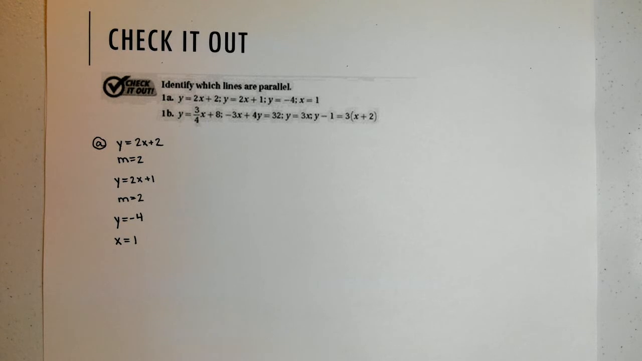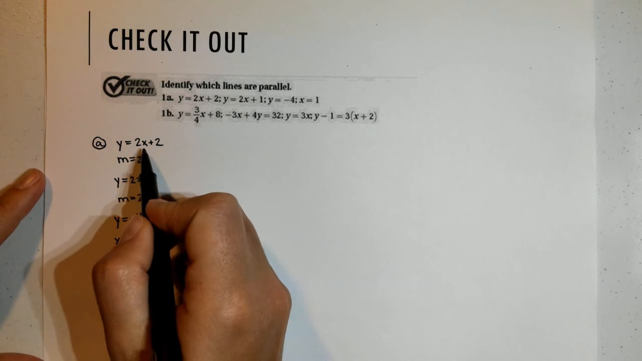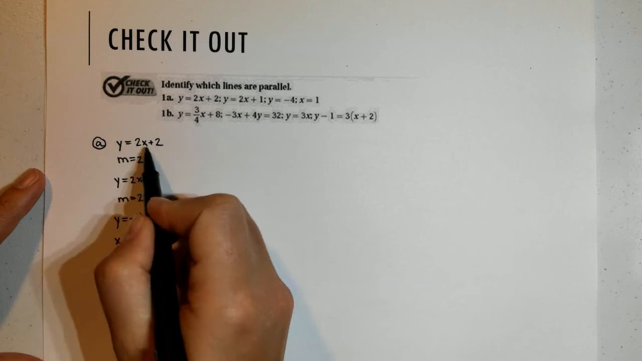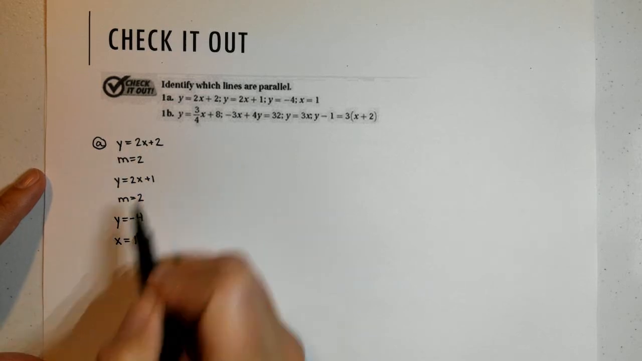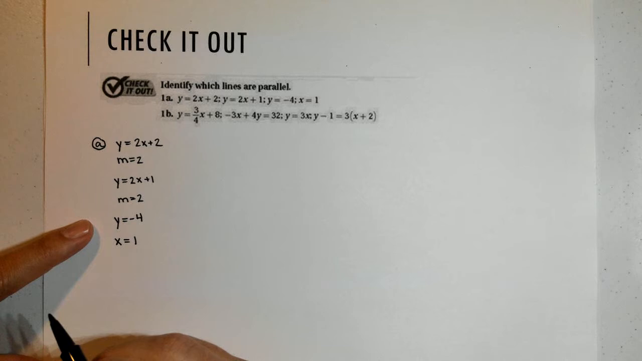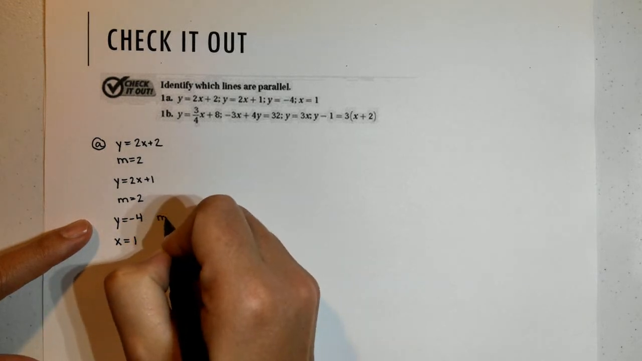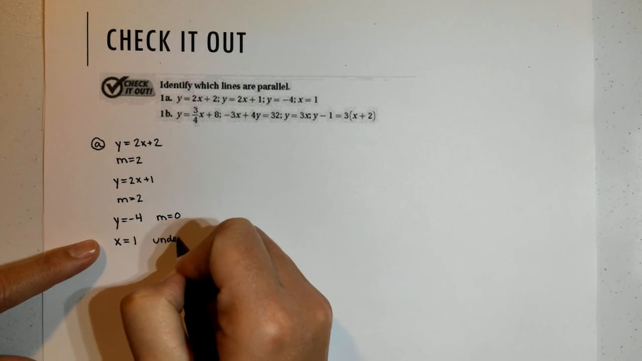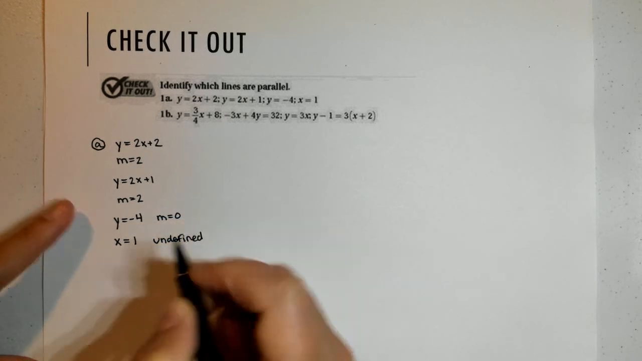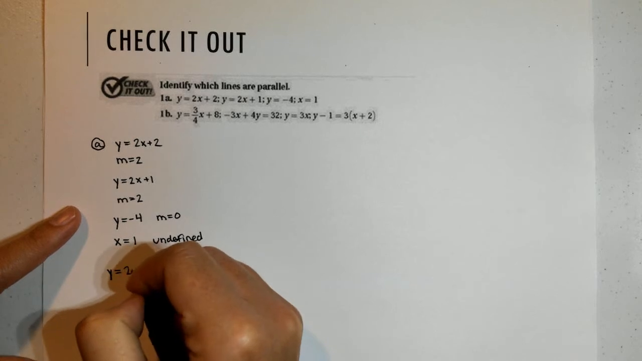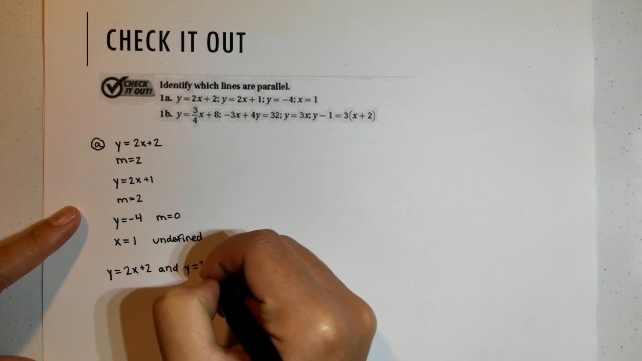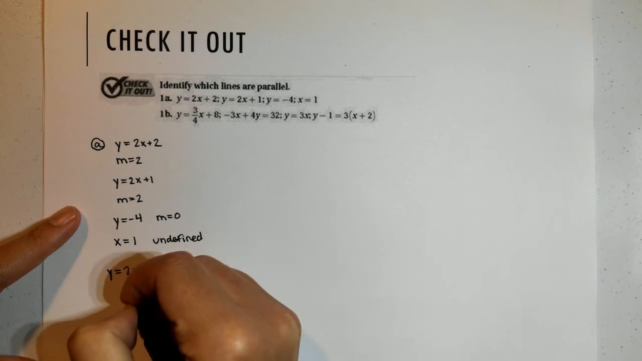So here, the only 2 equations that are going to be parallel are the first 2. So y equals 2x plus 2, y equals 2x plus 1. Because when y equals negative 4, my slope is going to equal 0. And then when x equals 1, my slope is undefined. So the equations y equals 2x plus 2 and y equals 2x plus 1 are parallel.